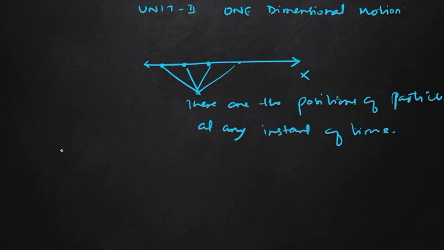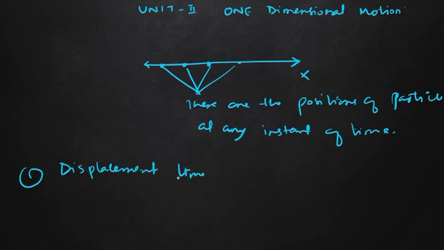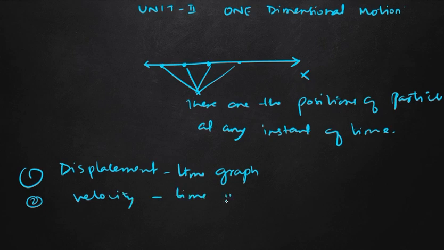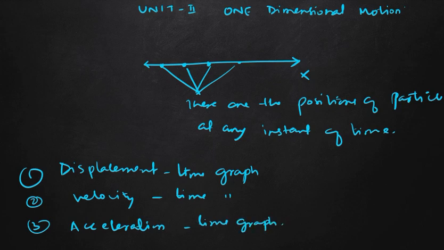For graphical representation, we have three types of graph. That is the displacement time graph, which means displacement and time will be on the two axes. Number 2, the velocity time graph. And the third one is the acceleration time graph. So we need to discuss all these graphs.